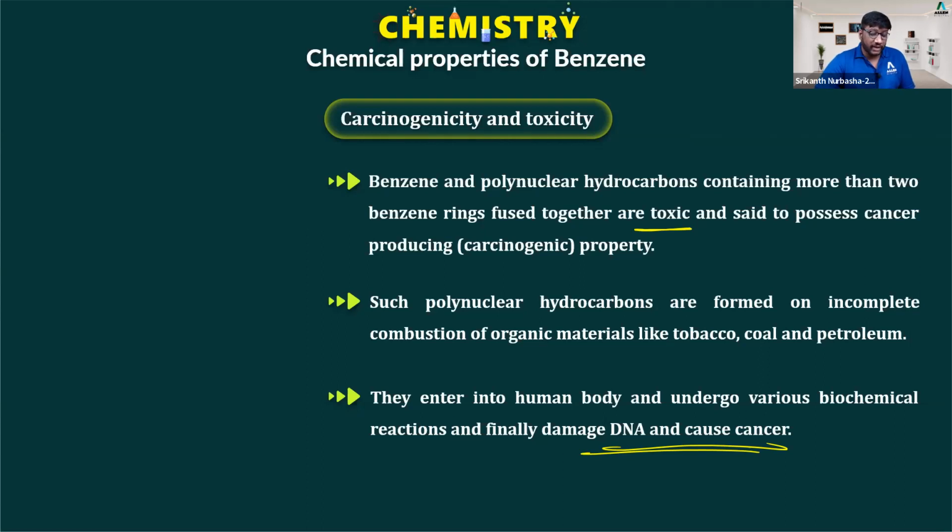In DNA, what are the three groups present? Phosphate, sugar, and nitrogen base. Yes or no? Different types of bases are there: purine bases and pyrimidine bases, all that we'll discuss. Once the DNA gets damaged, ultimately you will be generating cancer. So that is highly dangerous.